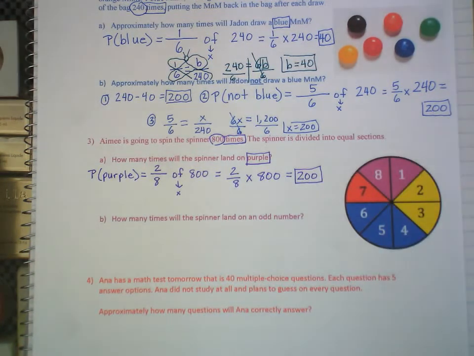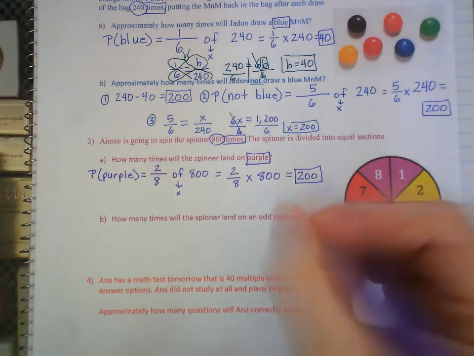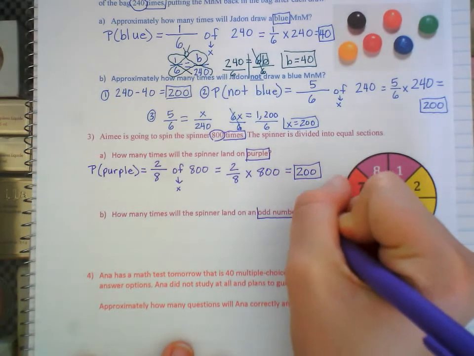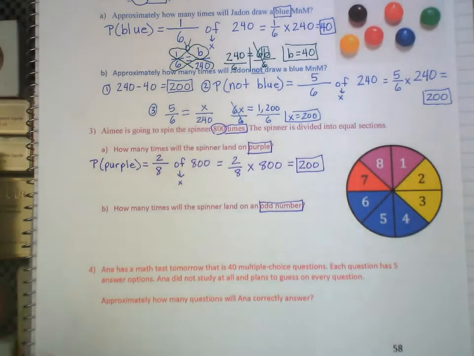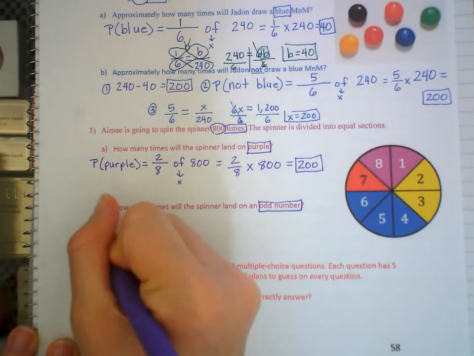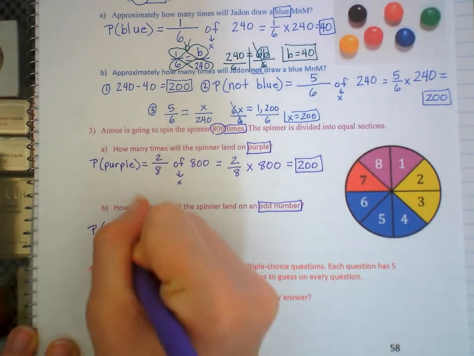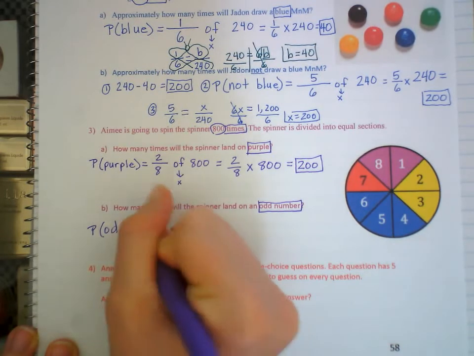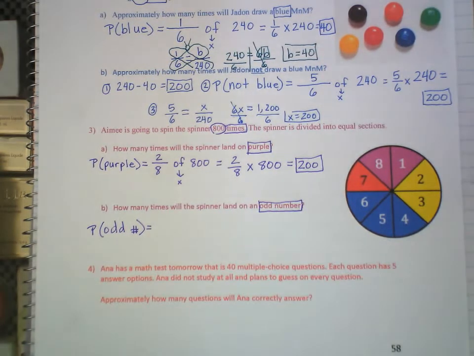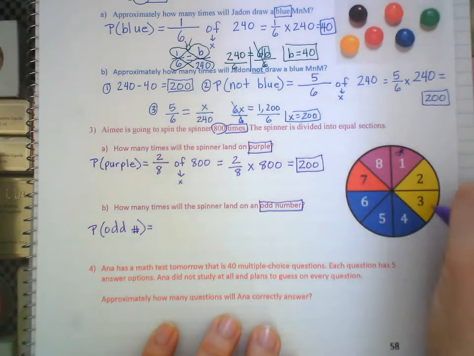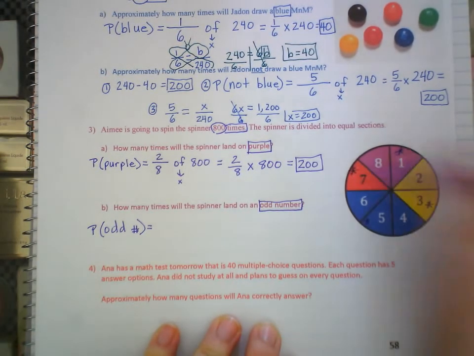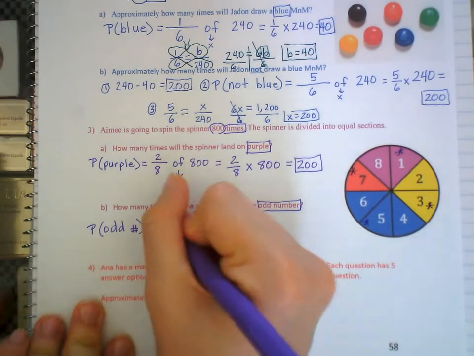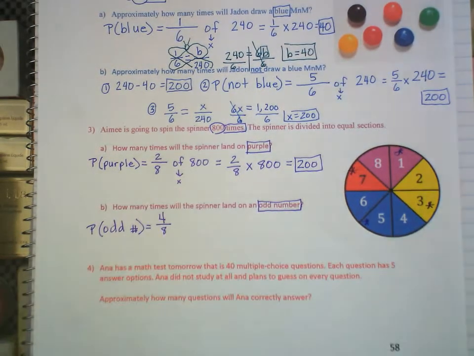Now, try part B on your own. How many times will the spinner land on an odd number? Try it on your own, and then check back in after. I'm going to do this one with the butterfly method, since I did the last one not with it. So probability of an odd number. How many are odd? 1 is odd, 3 is odd, 5 is odd, 7 is odd. So 1, 2, 3, 4. 4 out of 8 sections are odd. So that's half of them.